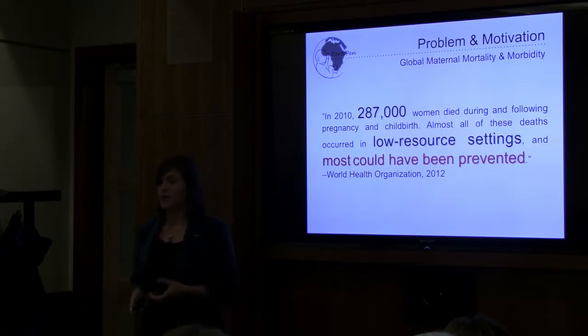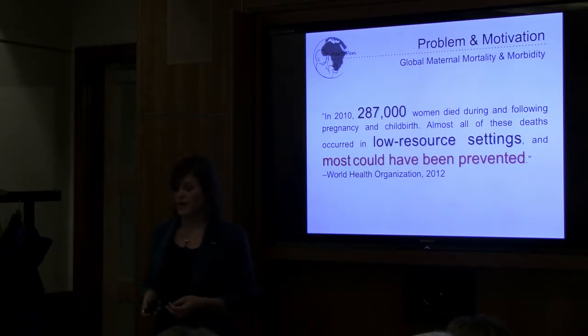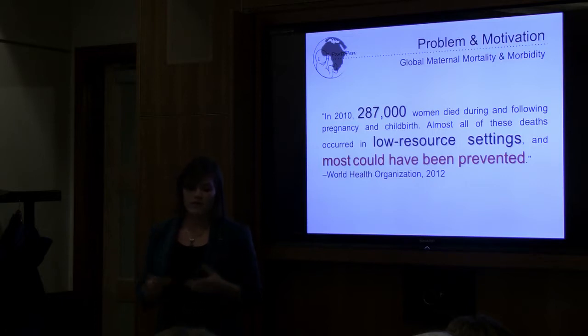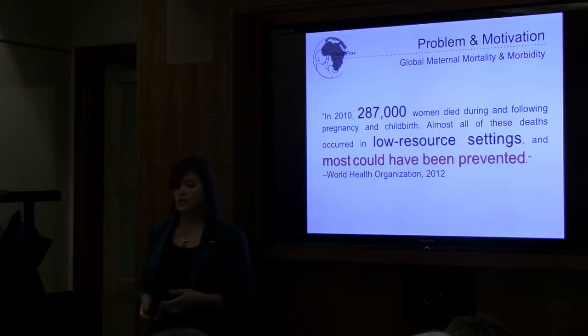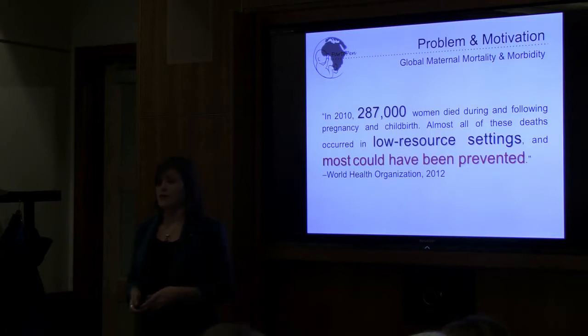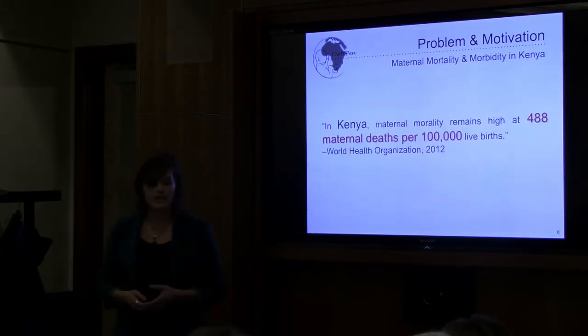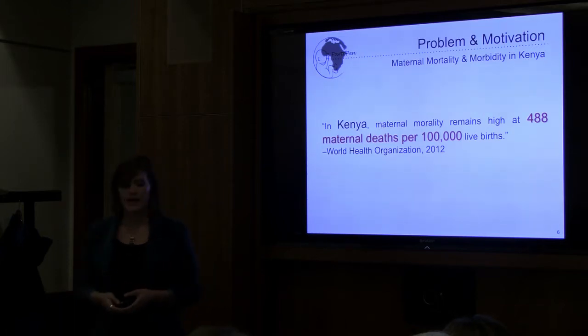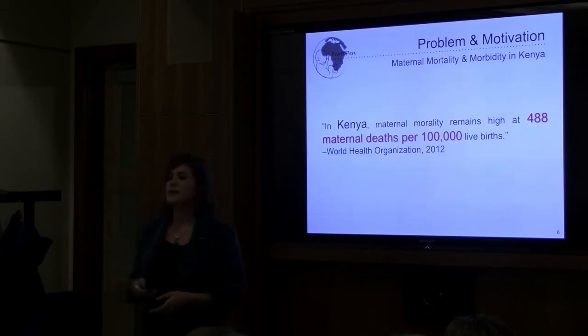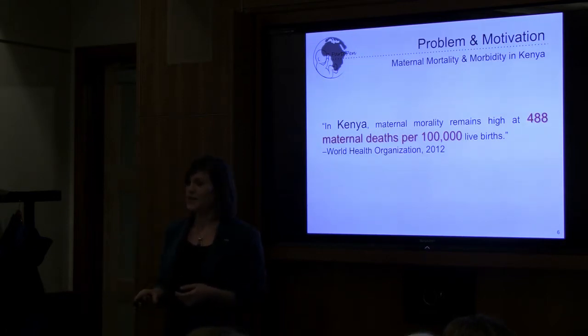And these statistics come about 10 years after the initiation of the Millennium Development Goals. Particularly Millennium Development Goal 5 is to reduce maternal mortality by 3/4 by the year 2015. And while many countries are on track to meet this particular goal, a lot of sub-Saharan African countries are not. In Kenya in particular, maternal mortality rates remain high at 488 per 100,000 live births. This is in contrast to the US, which is 21, and Sweden, which is 4. So we've still got a long way to go.